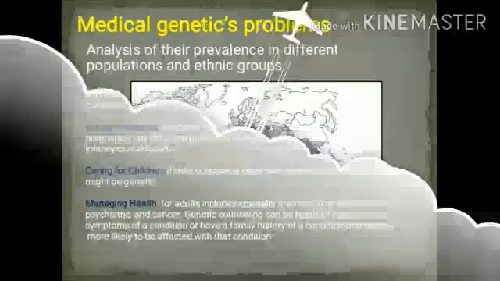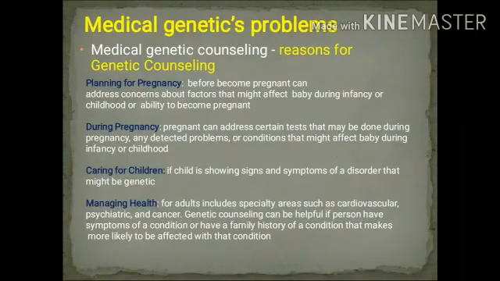Genetic counseling gives information about how a genetic condition might present in a family. The genetic counselor will collect personal and family health history. This information is used to determine how likely it is that a family member has a genetic condition. There are different stages in life when a person might be referred for genetic counseling: planning for pregnancy, during pregnancy, caring for children, and managing the health of an adult.